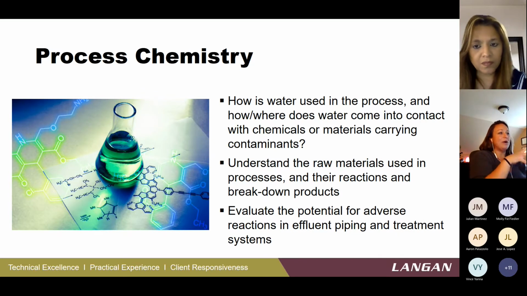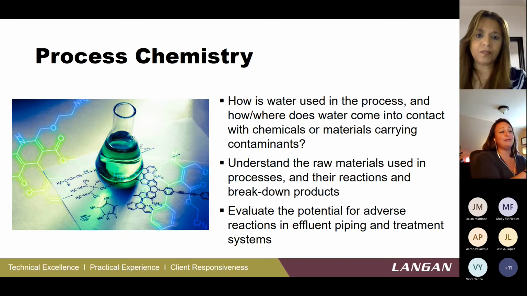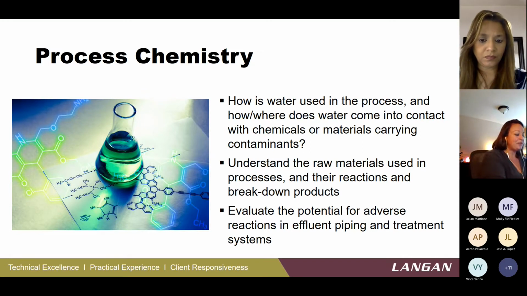So really understanding where things are coming from and what they could make if they're combined, and then evaluating the potential for adverse reactions in effluent piping and treatment systems. Like I said, in this case, we made chloroform. In worst cases, if you have cyanide-bearing processes, those want to be completely segregated from acid processes, so as not to make really nasty stuff. So it's important to understand everything you can about what you make and how it's made.